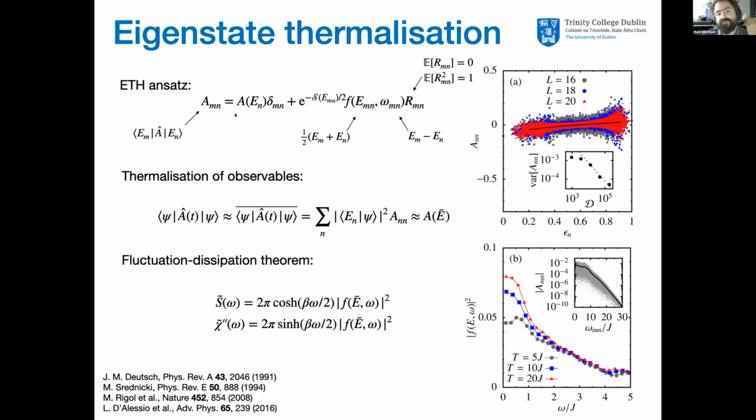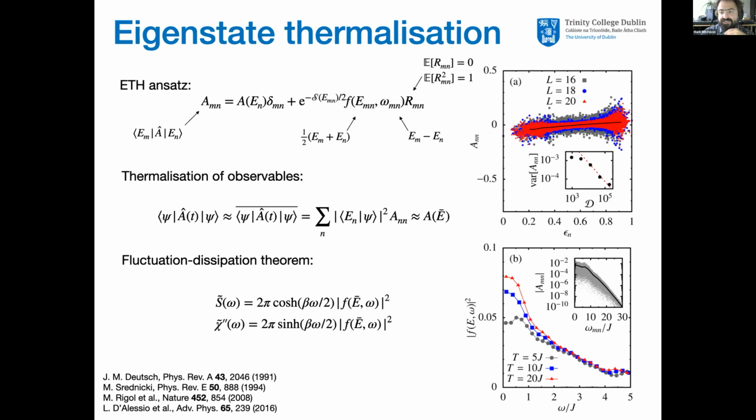And it can be formulated in terms of this ansatz for the matrix elements of some local observable. It could be any local observable, okay? The matrix elements of this observable in the energy eigenbasis, okay? And so what we have is a diagonal part and an off-diagonal part. So the diagonal matrix elements are given by some smooth function of energy, right? And that's actually sufficient to explain thermalization of observables, right?